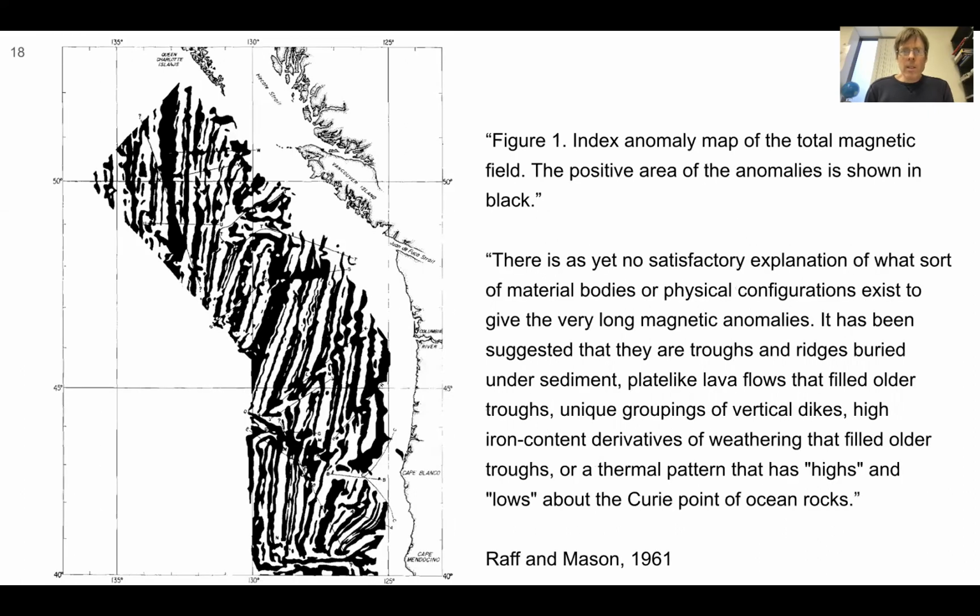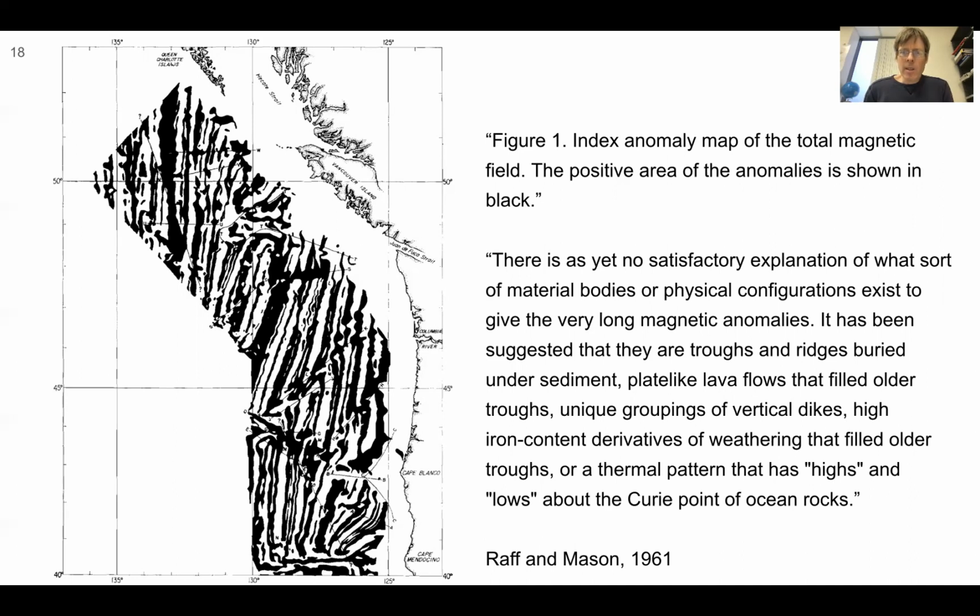Same year, 1961. This is now looking similar to what we saw earlier. This is looking at a large region of the magnetic anomaly. And we can see lots of stripes here, lots of complexity, but also definitely patterns of stripes. And they say there is, as of yet, no satisfactory explanation of what sort of material bodies or physical configurations exist to give the very long magnetic anomalies.